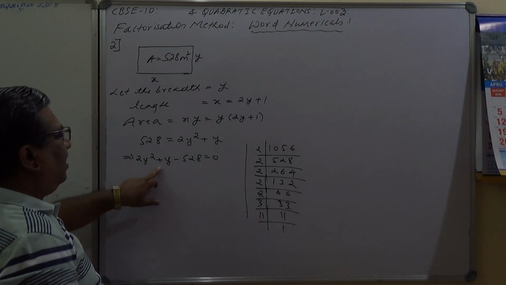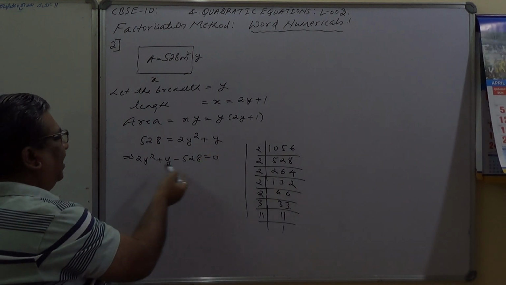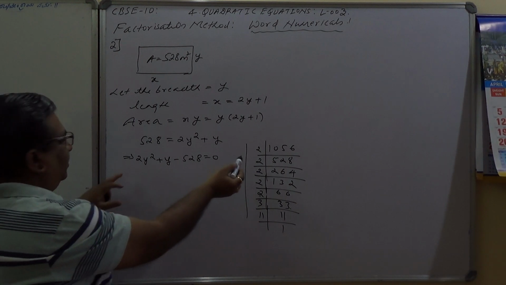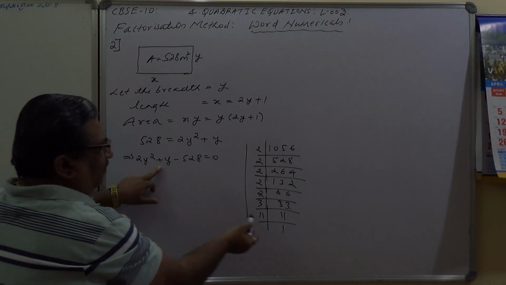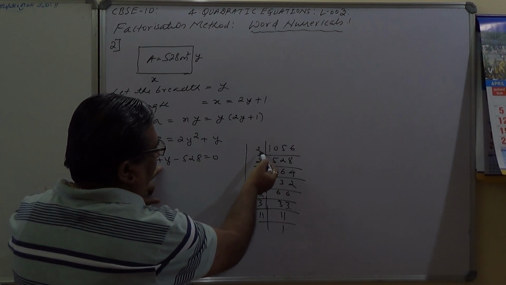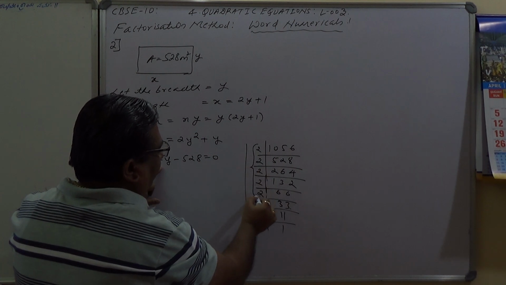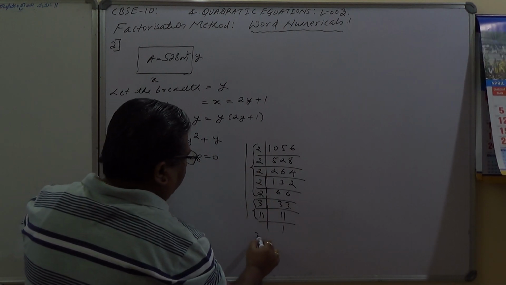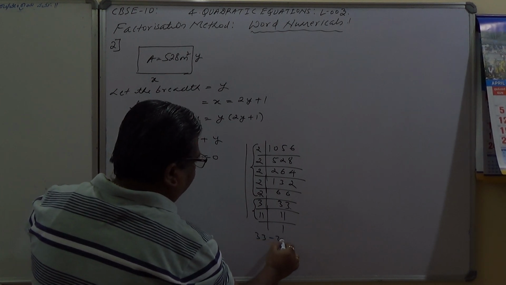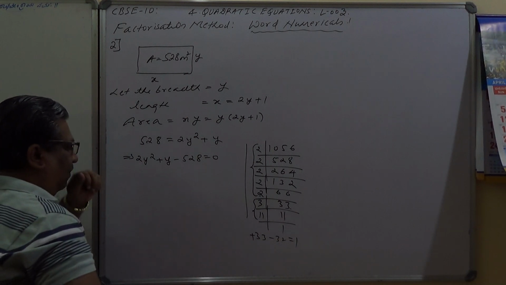What we want is plus y and minus y, with plus 1 required, and minus 528, that is 1056, is required. So try to get 1 here. How do you get this one? This put together will be 32 and this put together will be 33. So 33 minus 32 equals 1. So this is plus here, minus here.